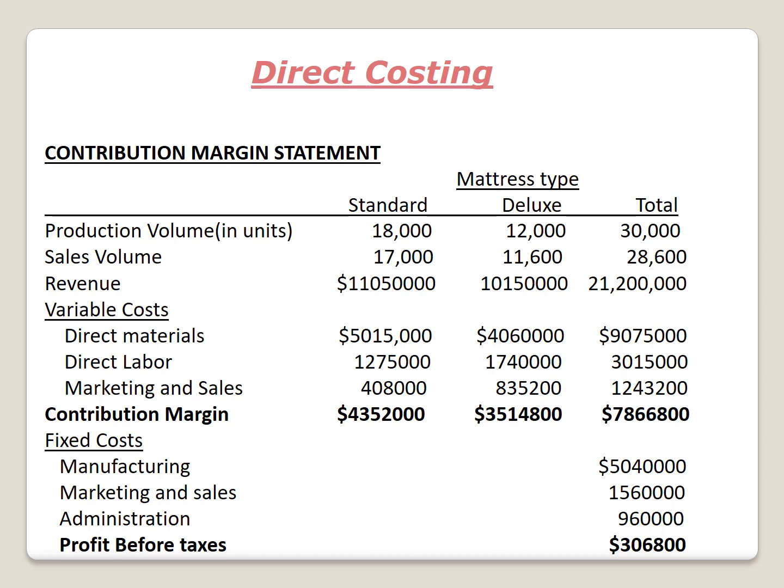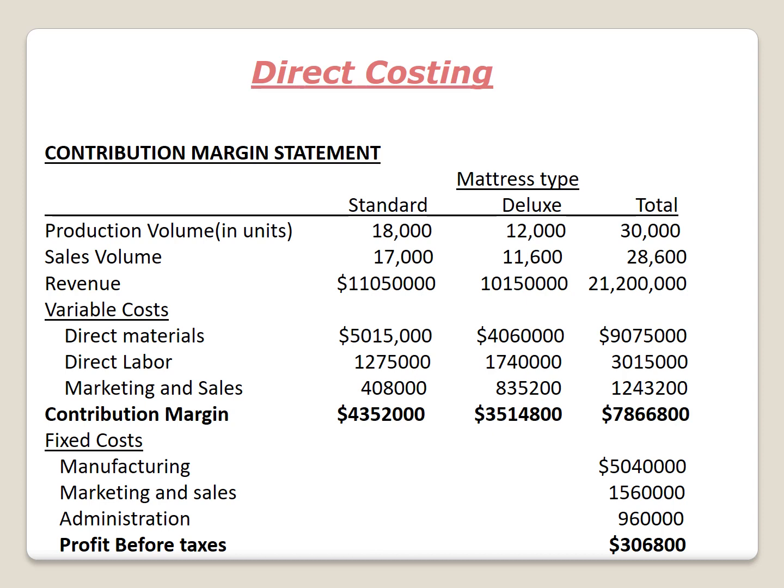The same will be done for direct labor and the same way we will find the total direct labor cost. Similarly, we will take the unit level data for various marketing and sales and multiply it with the sales volume. For example, that would be 24 into 17,000 to get the results for standard type of mattress. The point to be noted here is that we are taking the sales unit and not the production unit, which would give us the inventory later on.